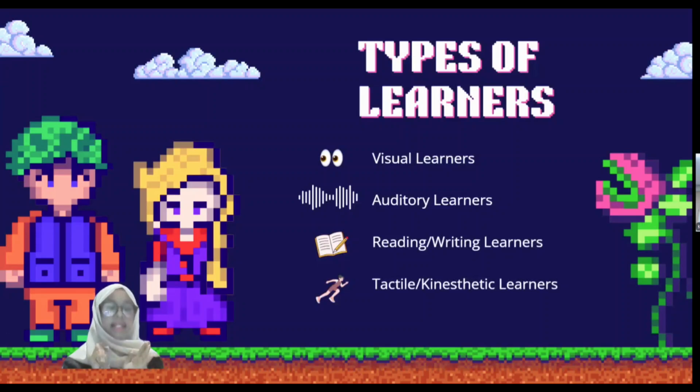The last is kinesthetic or tactile. This learner learns best by doing and moving. They enjoy hands-on activities, games, role play, and physical movement. They understand better when they are actively involved in the learning process.